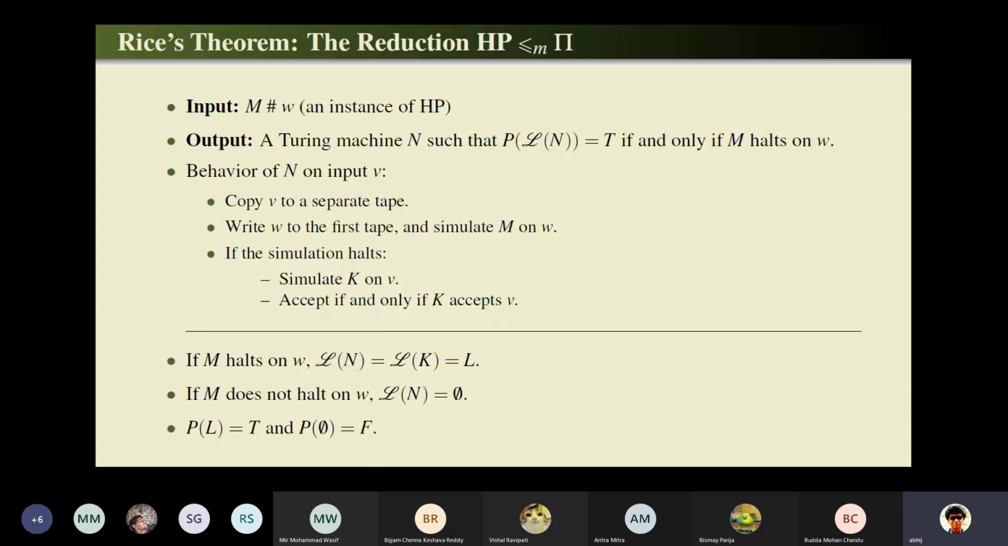Okay. So what is the time? Okay, fine. Okay, so that concludes Rice's theorem part 1.